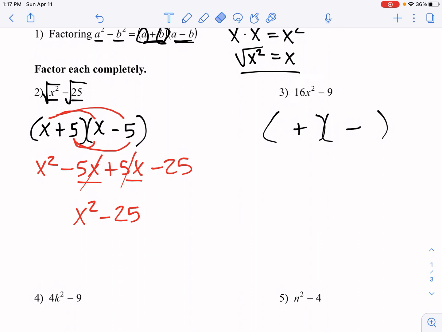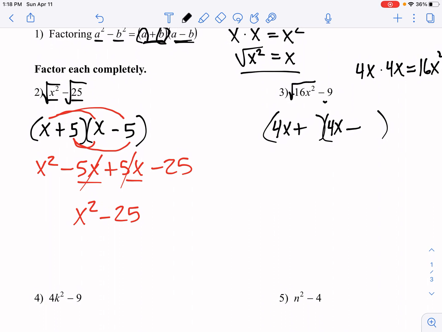What is the square root of 16? 4, because 4 times 4 is 16, right? So we'd have 4 for the first part, and then what's the square root of x squared? x. So our first term would be 4x, okay? Another way to look at it is 4x times 4x gives us 16x squared, right? 4 times 4 is 16, x times x is x squared.